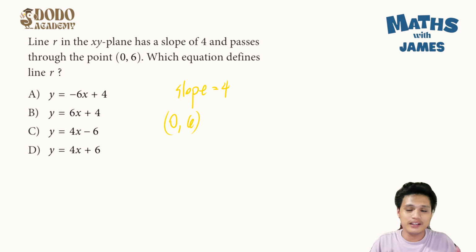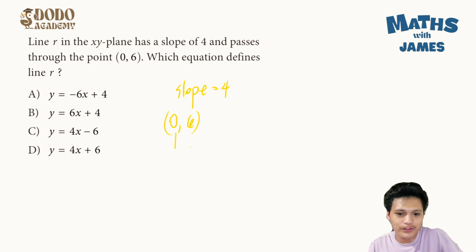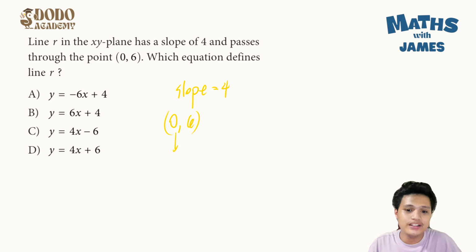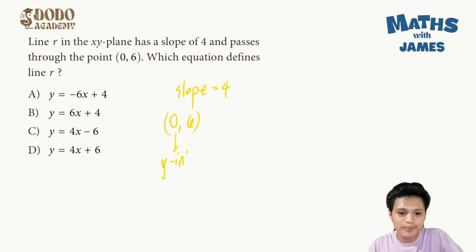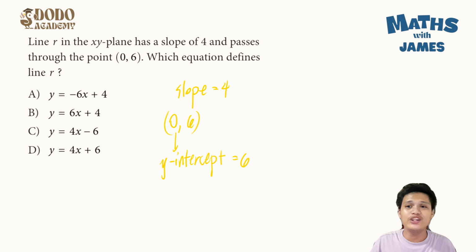But take note that since it has an x-coordinate of 0, this coordinate is actually the y-intercept, with y equal to 6 as the value. So since we have the slope and the y-intercept, we can actually graph the line automatically.